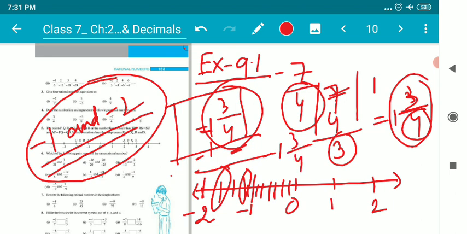Please, children, try out these sums. Whatever related sums you find from this concept, you will try out and submit this work in Google Classroom positively. Your work will be corrected for sure. If there are any doubts and confusions, please feel free to speak to me.